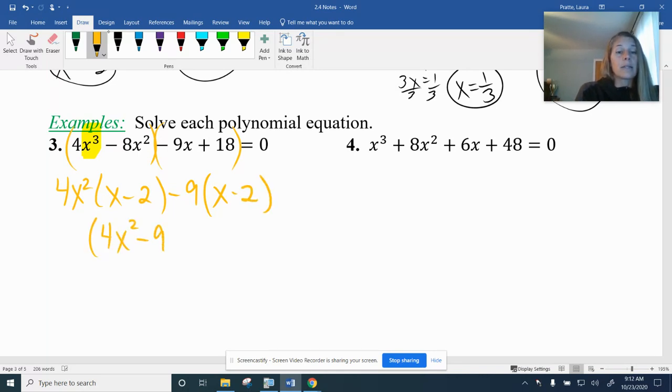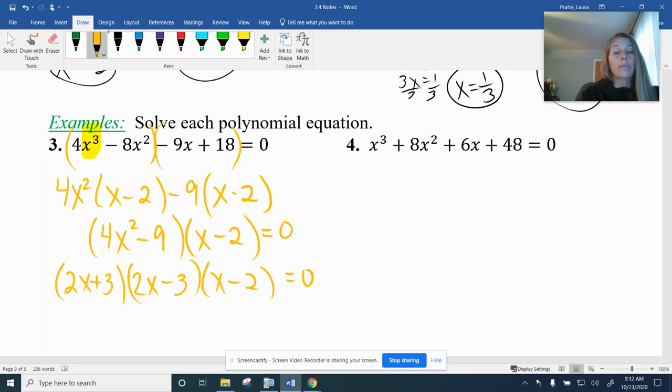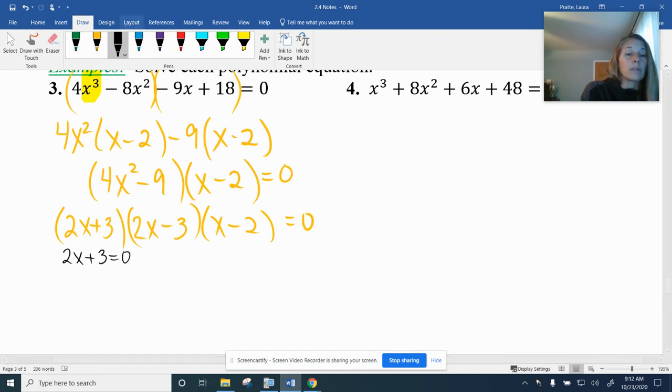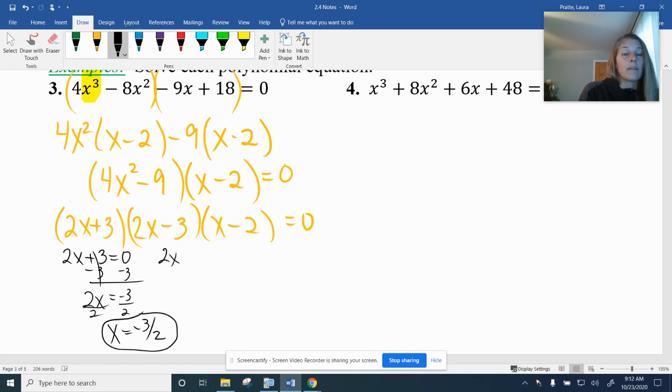4x squared minus 9, x minus 2. And then, of course, the 4x squared minus 9 actually is a difference of 2 perfect squares. So we have 2x plus 3 and 2x minus 3. Now, in this case, all 3 of these I can solve. So if I do 2x plus 3 equals 0, and I solve this one, I will end up with x equals -3/2.